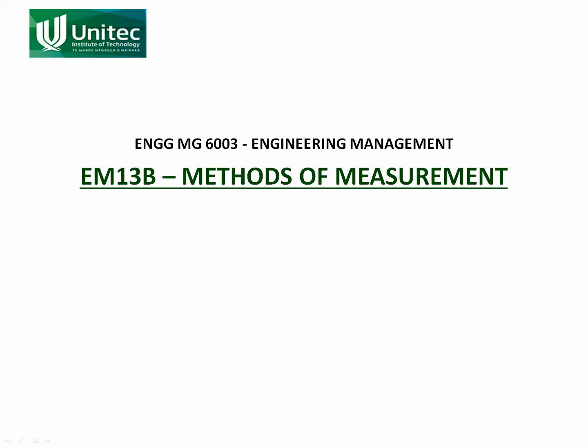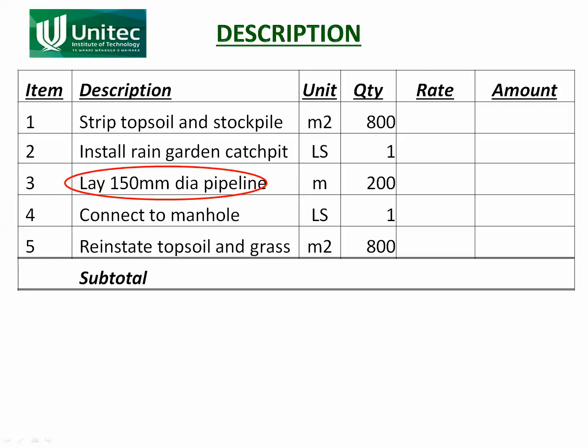In this screencast, we're going to look at the methods of measurement that are used to define the units in a schedule of prices. So here's our schedule of prices that we looked at before, and let's look at that one: 150mm diameter pipeline. So that doesn't tell us all that much.